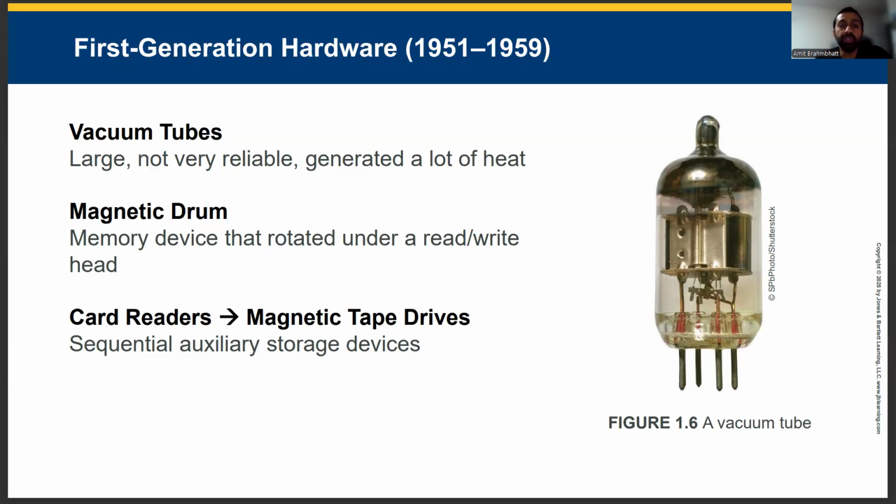The first generation computers used vacuum tubes, bulky, power-hungry, and heat-intensive. Storage was provided by magnetic drums, a memory device that rotated under a read-write head. Punch cards evolved into magnetic tape for sequential storage. Programming was physically and temporally constrained. Access times depended on where data sat on the drum or on the tape. Despite limitations, this era proved digital electronic computing was viable and set the stage for rapid progress.